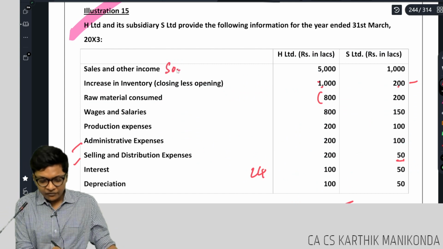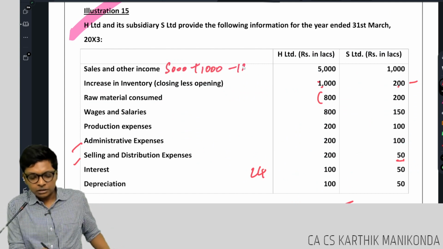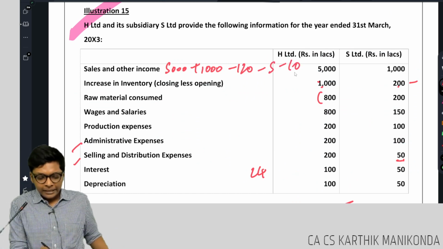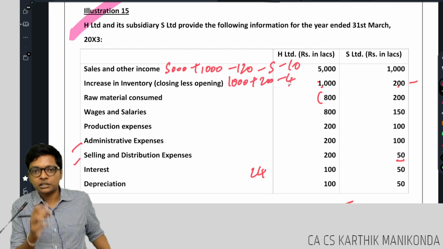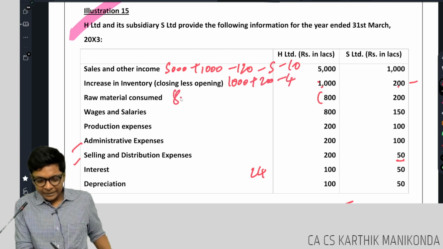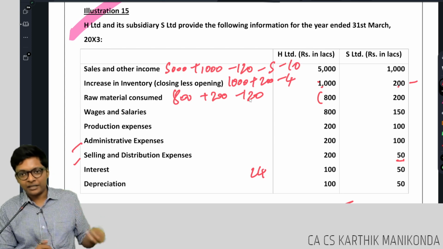Sales will be 5000 plus 1000, just one revision, minus 120 minus 5 minus 10. Inventory will be 1000 plus 200 minus 4. Raw materials will be 800 minus 120. Understanding why minus 120, guys? Everything should have double impact.